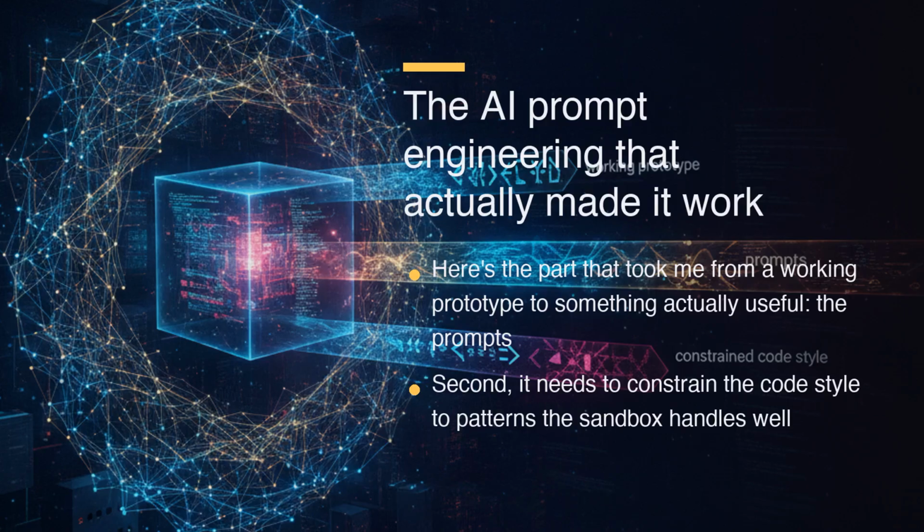The key breakthrough was instruction ordering. I discovered through testing that Claude weighs earlier system prompt content more heavily when under token pressure. So the format requirements come first, then the sandbox constraints, then the style guidelines. The actual prompt is about 800 tokens, which feels long until you realize it's preventing thousands of failed executions.